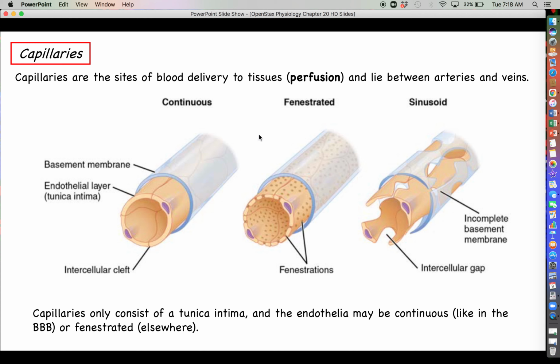Continuous capillaries exist for the most part at the blood-brain barrier. These endothelial cells do have tight junctions sealing up the gaps in between the cells, so that produces a barrier that allows only molecules that can pass through the membrane to get from one side to the other. If you need a review on the blood-brain barrier, I suggest you go back to chapter 12.